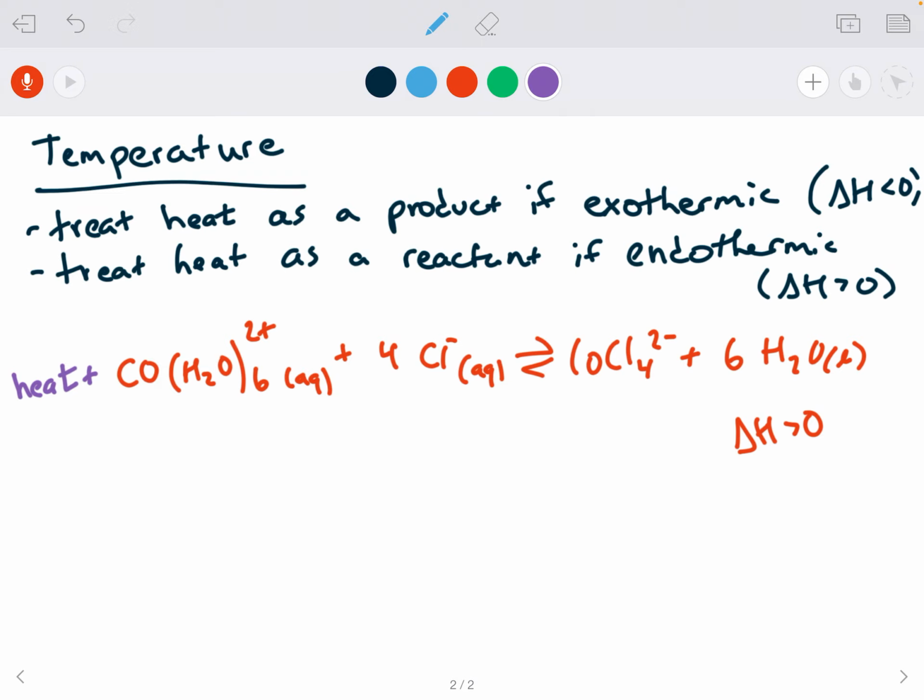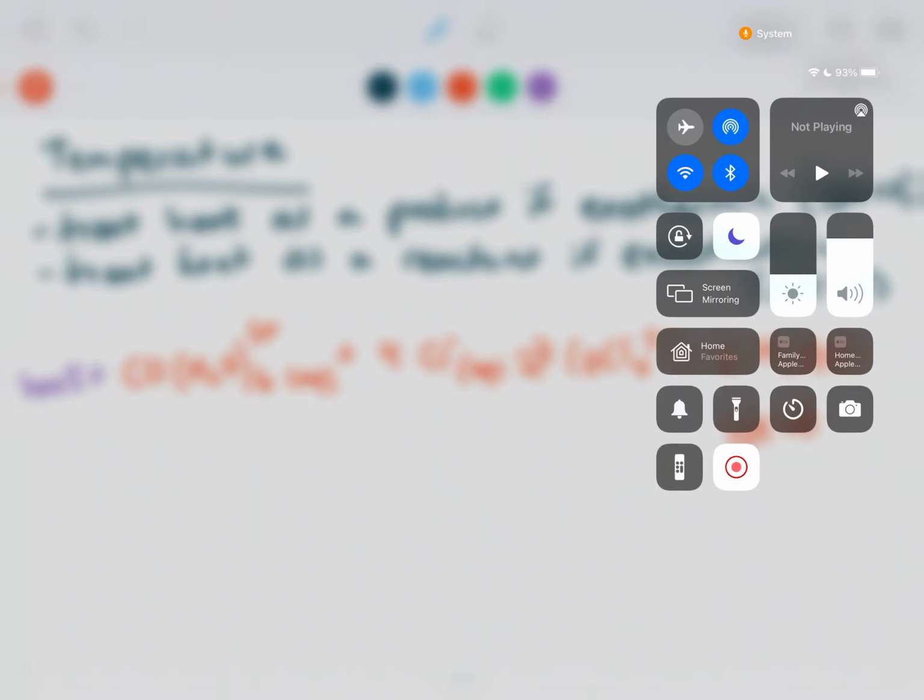So those are the basic ways you can manipulate a system in equilibrium and cause disturbances, and Le Chatelier's principle tells you what happens in order for the equilibrium to counter those disturbances.